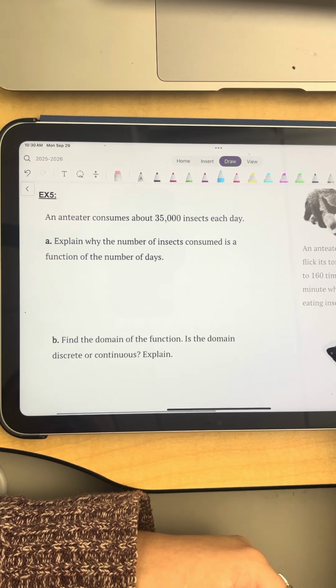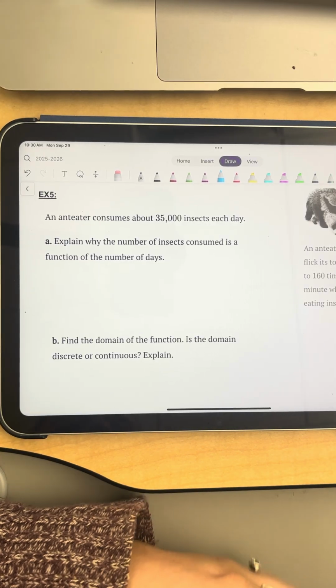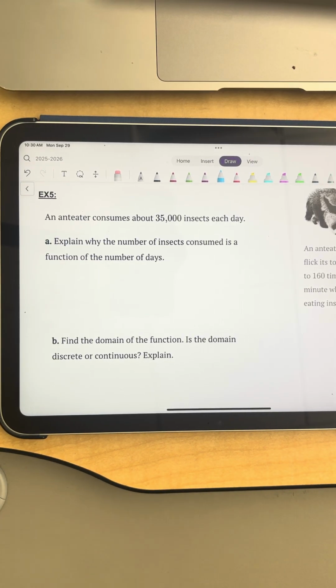Example 5, we got an anteater consumes about 35,000 insects each day. Kind of crazy. Explain why the number of insects consumed is a function of the number of days. So essentially, is it going up by the same amount every single time? Is it linear? Is it constant? Is it not constant? Does it depend? So we're kind of explaining what that means first.